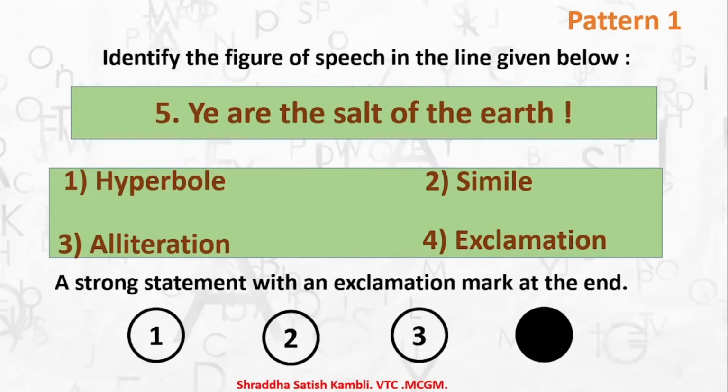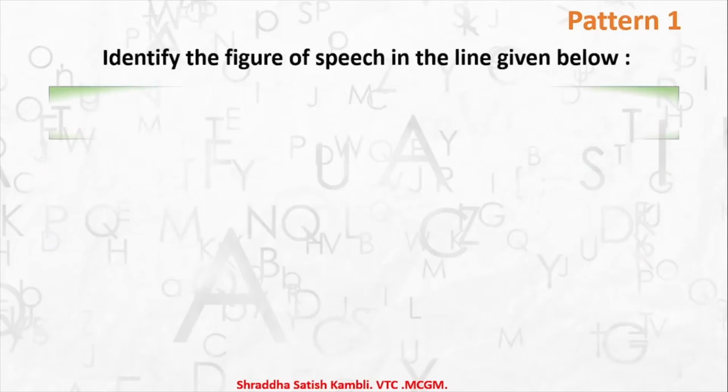Now, at this point, let me tell you one thing. In case there was another option for you also, that is, in case I tell you, find out 2 figures of speech in this particular sentence. So, which do you think the other figure of speech could be? Yes, it could be metaphor, because ye means you are the salt of the earth. So they're comparing you to the salt of the earth. So this could also be an example for metaphor. But since we do not have the option over here, and since we are supposed to choose only one answer, we are choosing exclamation. Okay children, let us move on and let us go to example number 6.